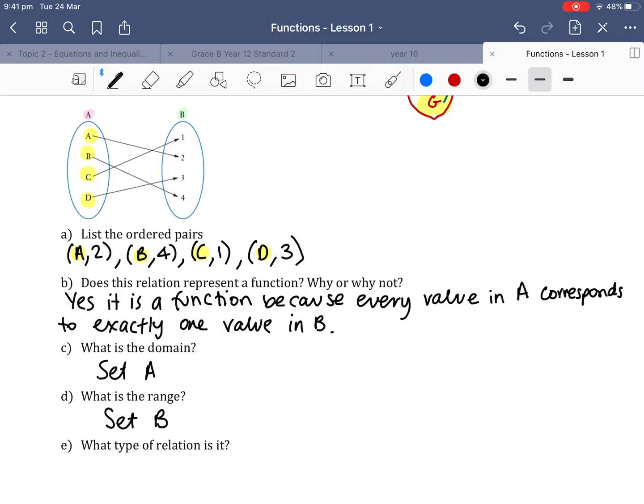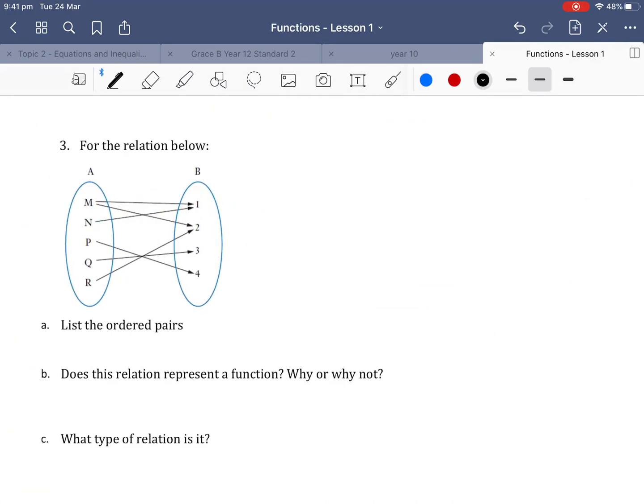And then we need to state what type of relation it is. We could flip back and have a look, but I think this one's pretty clear because every X value goes to only one Y value. So this means that it must be a 1-to-1 relation. Finally, example 3, we have a relation below.